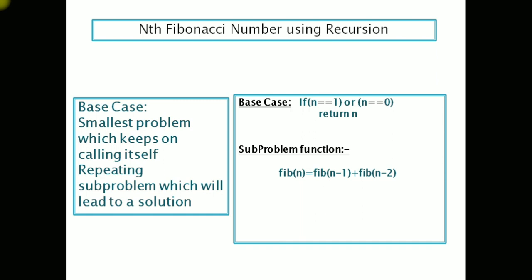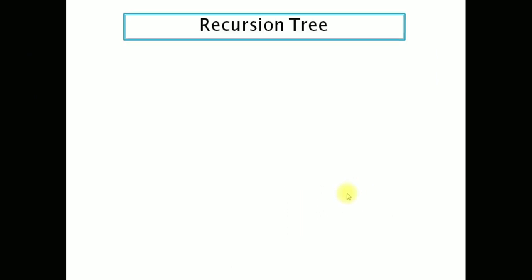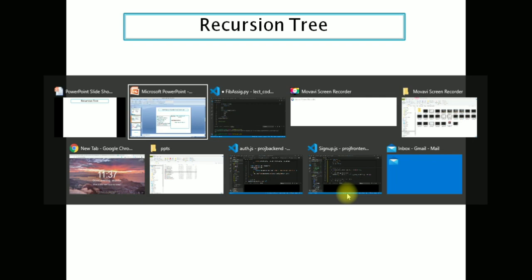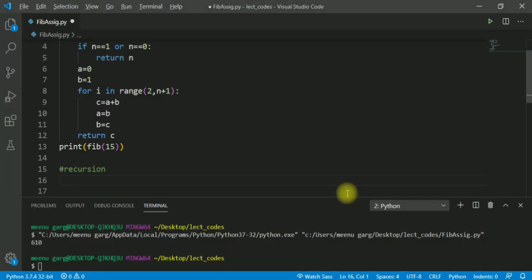And the subproblem, what is it? As I previously mentioned, to find fib of the nth number, what we need? The previous two elements. So what I will do is fib of n minus 1 plus fib of n minus 2. I hope you are getting the code. So let's quickly write this code over here.